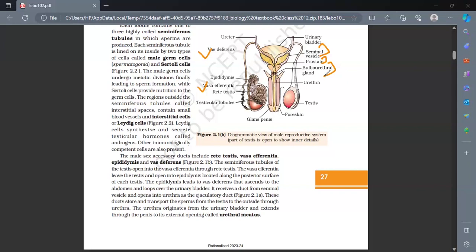Obviously, these are present in the extra-abdominal region, in the scrotal sac. The purpose of the testes being in the scrotal sac is that the temperature there is around 2 degrees Celsius below the body temperature. This temperature is required for the proper spermatogenesis process. Now I'll use certain terminologies. In this chapter, being a biology subject, terminologies along with the diagrams are very, very important.